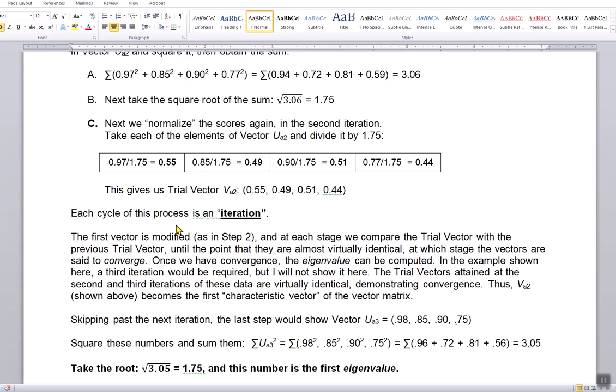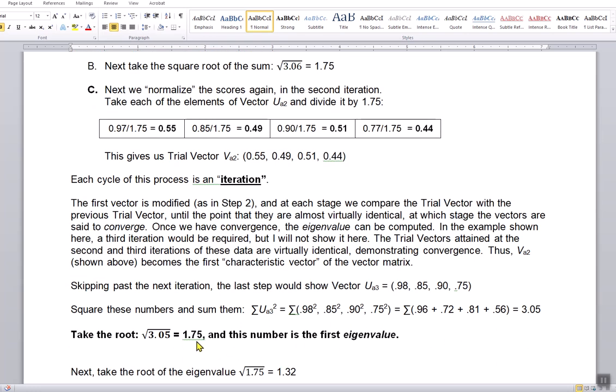Now, in this actual version right here, using these data, a third iteration is required, but I'm not going to show it here because I don't want to spend time on it. But I did it myself, and you can see the outcome skipping past the next set of computations. The last vector would be this, and then square those numbers. You get 3.05. Add them up, take the square root, and it's 1.75, which is the same as up here. And this is the first eigenvalue. So at this point, after a third iteration, we've reached convergence. There's no change between this trial vector and the previous one. And so we stop, and that number becomes the eigenvalue.